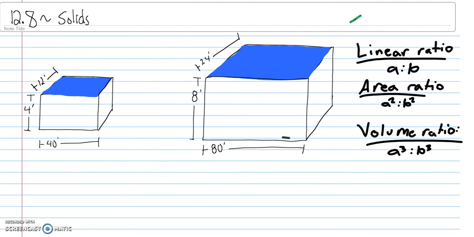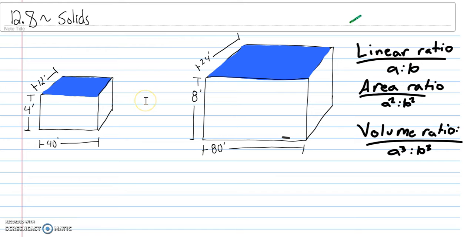This is section 12.8 on similar solids, and we have two different prisms, and not all prisms are similar to each other, so we have to do a few checks to see if in fact they are similar because we have a specific definition for what we're looking at here. First of all, they're both prisms, they're both rectangular prisms, so that's good. You couldn't have a pentagonal prism similar to a hexagonal prism.